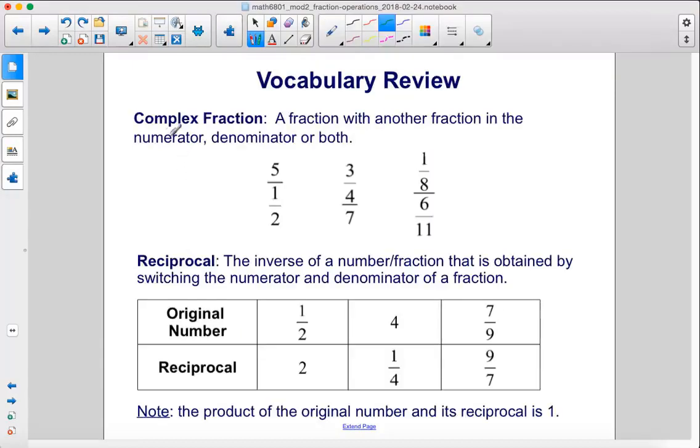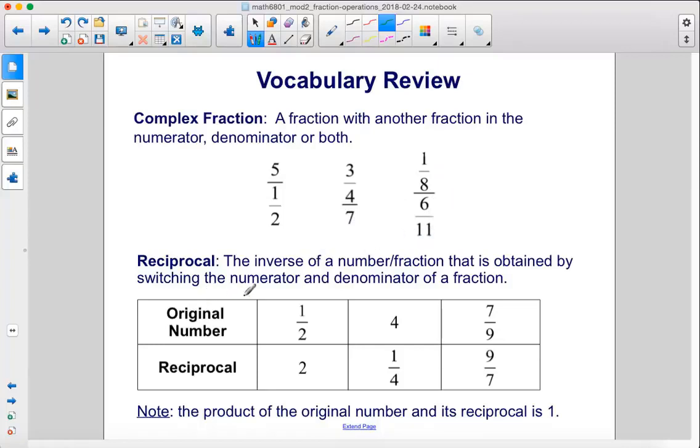Vocabulary review. A complex fraction is a fraction with another fraction in the numerator, denominator, or both. Here are some examples. 5 divided by 1/2, 3/4 divided by 7, 1/8 divided by 6/11.